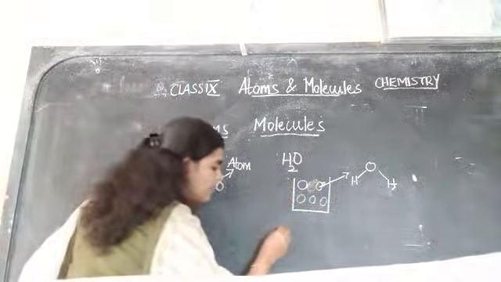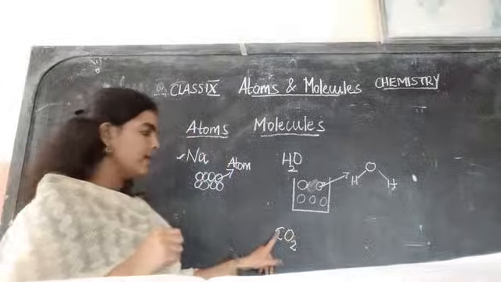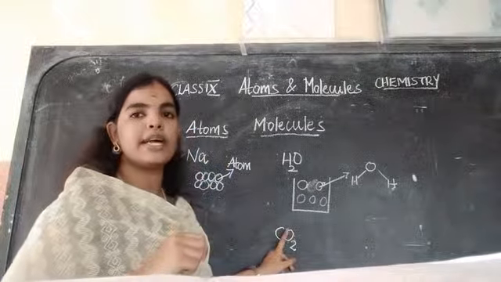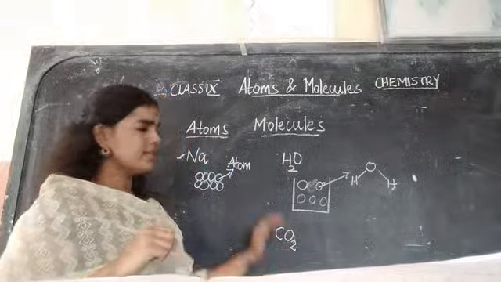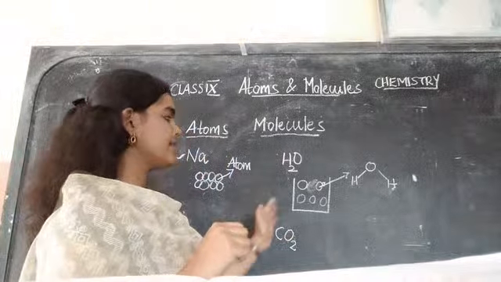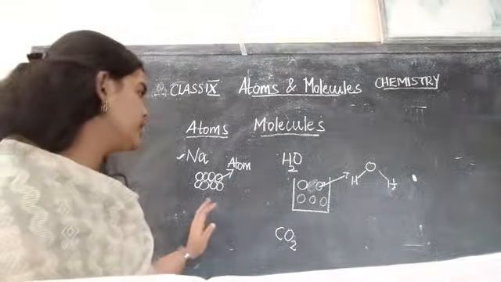Another example, carbon dioxide, CO2. Here also 1 carbon atom and 2 oxygen atoms combine to form carbon dioxide. There are so many molecules present; I am just taking 2 examples only here. Is it clear? Okay.